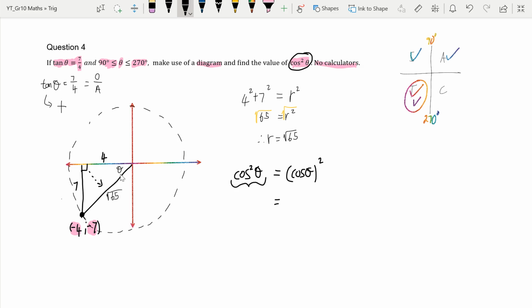So cos is equal to adjacent, watch your signs, adjacent over hypotenuse. And we know that cos is supposed to be negative in this quadrant, right? So it makes sense. And, oh, we need to square that. Almost forgot. And when we square that, we're going to land up with positive 16 over 65. And that is our final answer. We answered the question, drew our diagram. On to the next one.